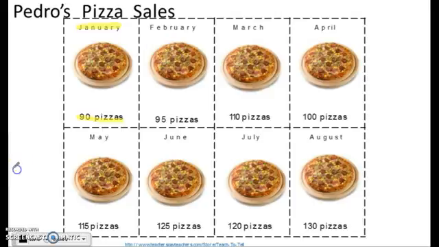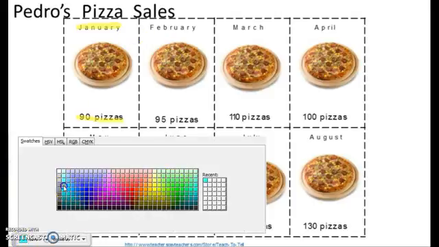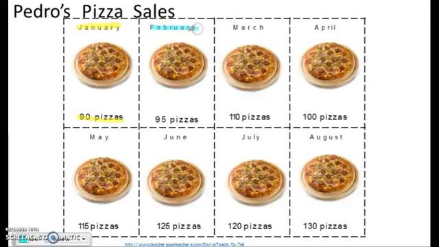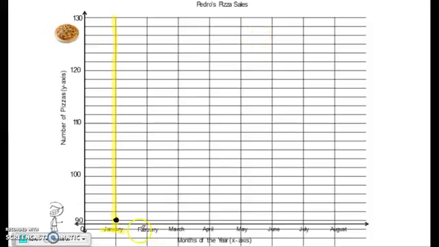Our second data point is February. In February, 95 pizzas were sold. We go back to our graph. Here's February. We're going to put a dot on this line. Now we want to notice we don't see 95 here, so we have to estimate where 95 would be. Well, we know that it's larger than 90. It's smaller than 100. In fact, it's halfway.